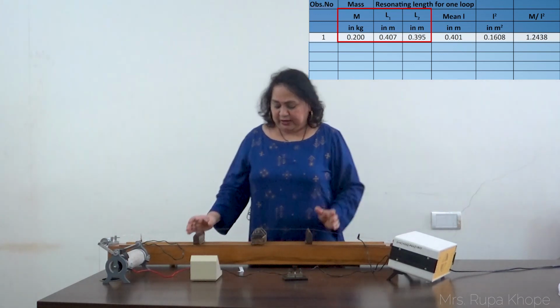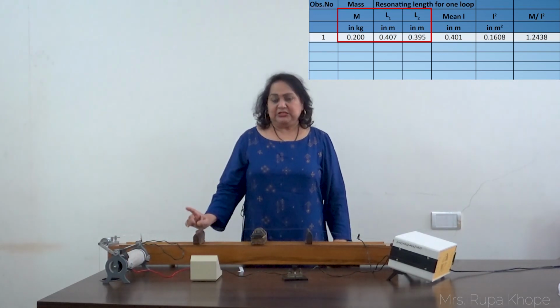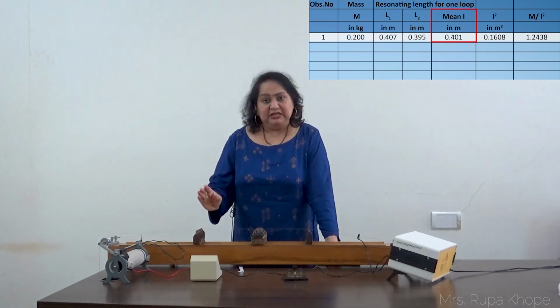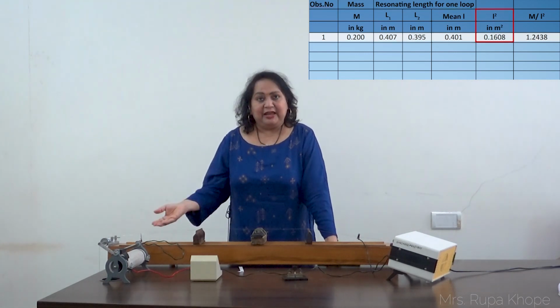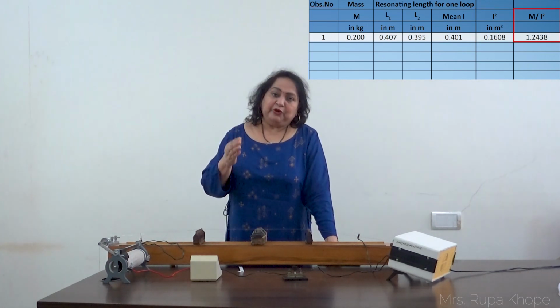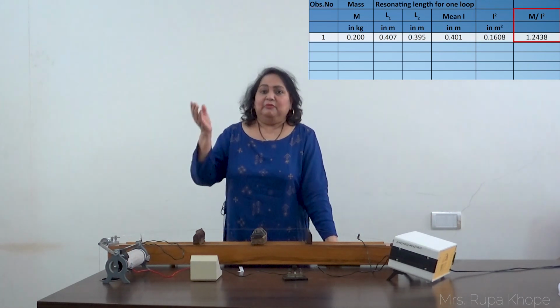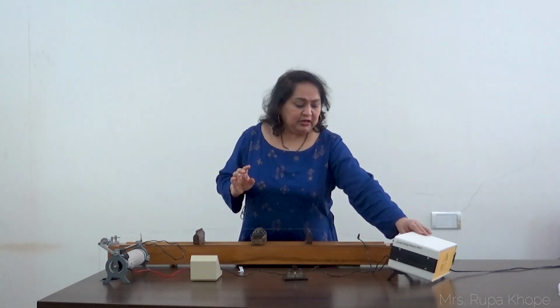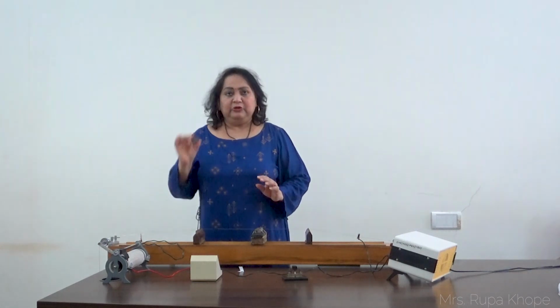Like this you need to take more and more readings, 2 readings for one mass. Then you have to find the mean, average of that, and then find L square and M upon L square. M is the mass, which is 0.2 kg. Then you have to divide it by L square. That is the first reading. For the second reading, you need to put 300 grams. Take the second reading, then the third reading, like this you need to take readings.